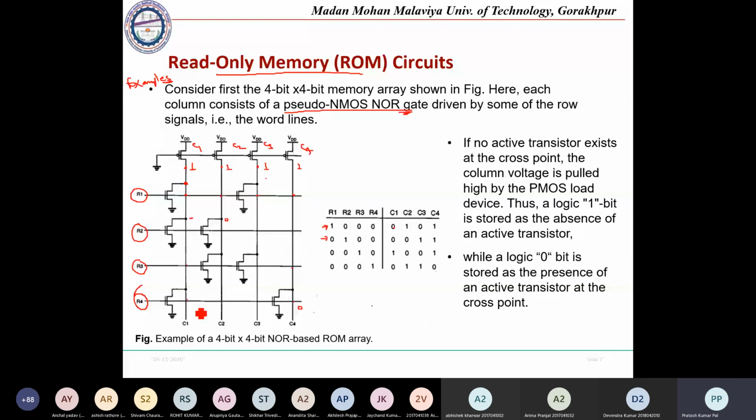This is how we can store 0100 or 0011 or 1001 or 0110. To store 0110, we have to select this as the row logic. So this is how we can design a ROM circuit by using pseudo NMOS NOR gate logic.